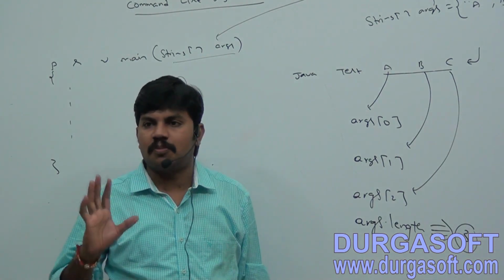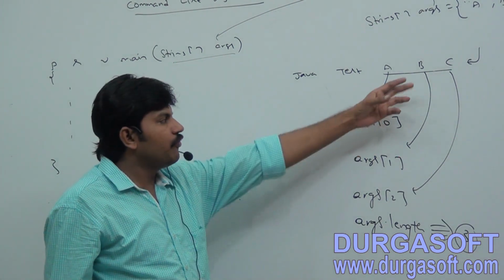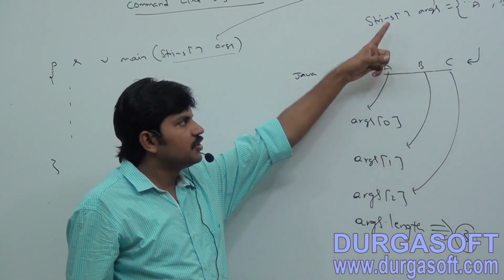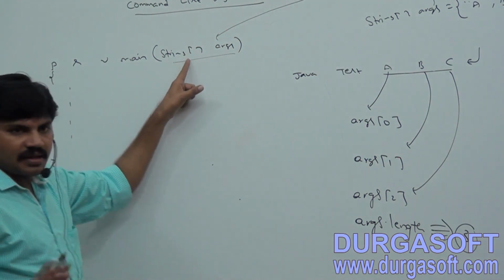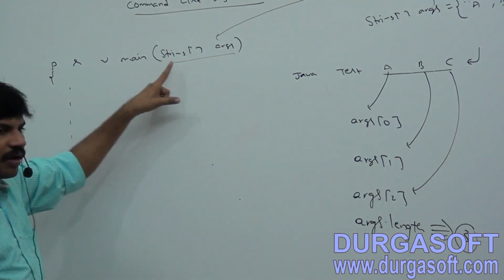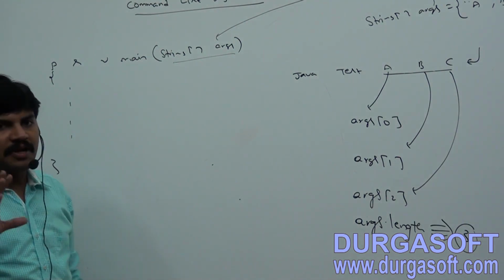So what is command line argument? The arguments which are passing from command prompt, these are called command line arguments, right? With these command line arguments, JVM is responsible to create an array, and by passing that array as argument, JVM will call main method, right? Is it clear for all of you right now? So what is command line argument?